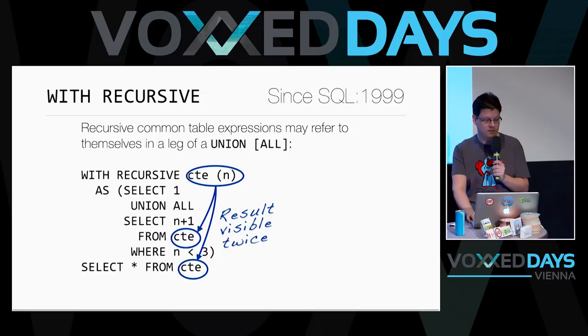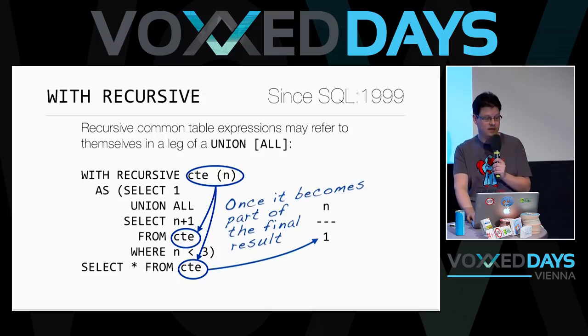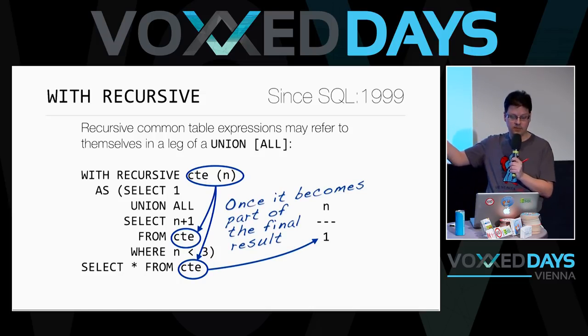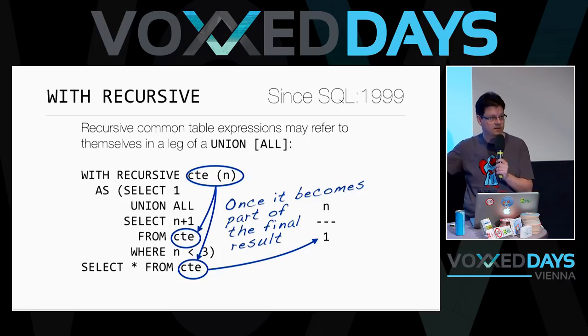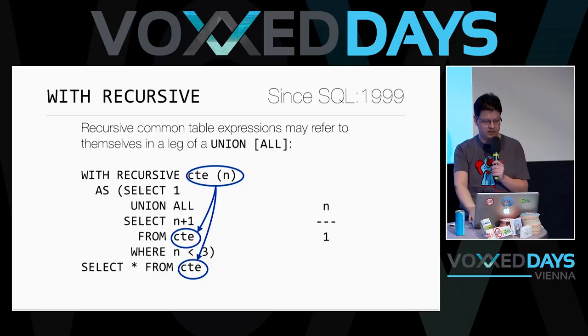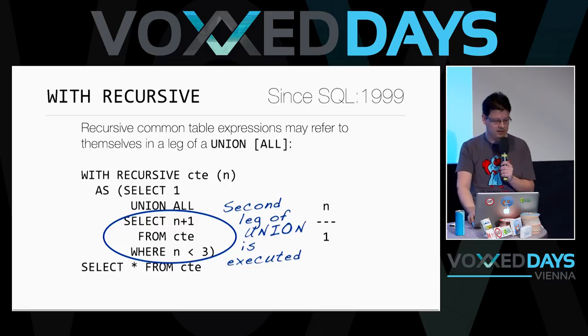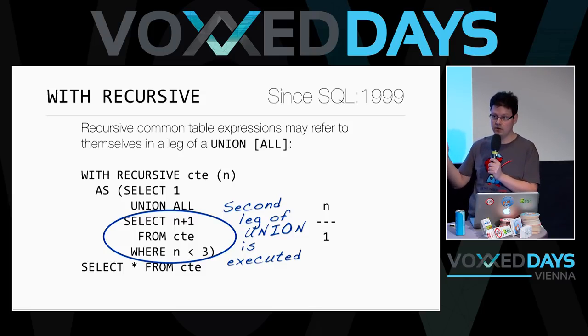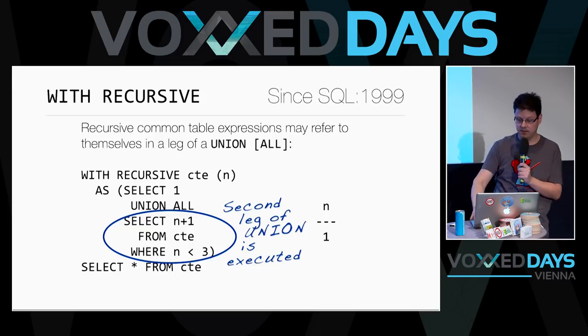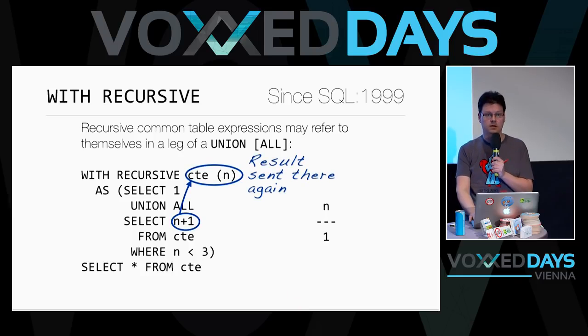That means it's visible twice. The first time at the very end, at the main query, it immediately becomes part of the final result, because there's no WHERE, no anything. But the more interesting part is inside that recursive CTE, because now the second leg of this UNION is executed. It's running on this one row with one column having the value 1. It checks the WHERE clause. Okay, 1 is less than 3, fine. It increments it by 1, because that's what is in the SELECT clause. And then it sends that 2 up there.